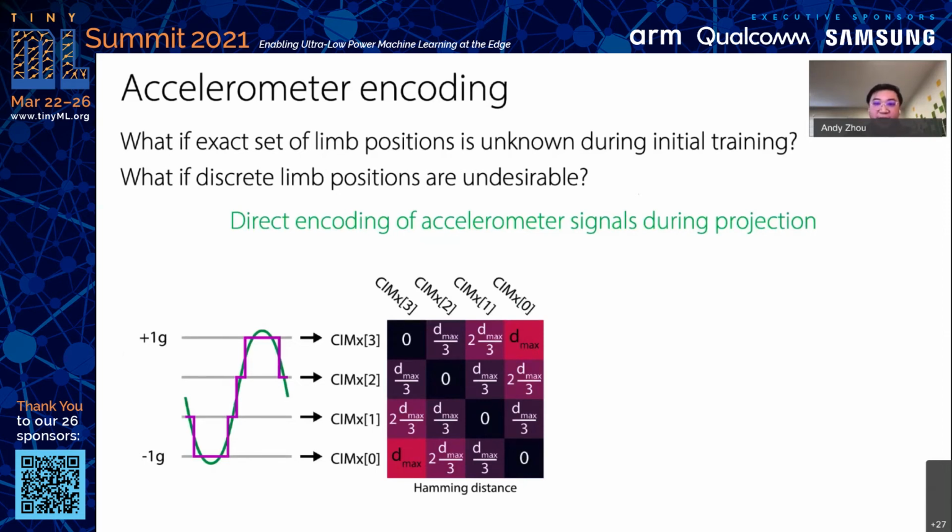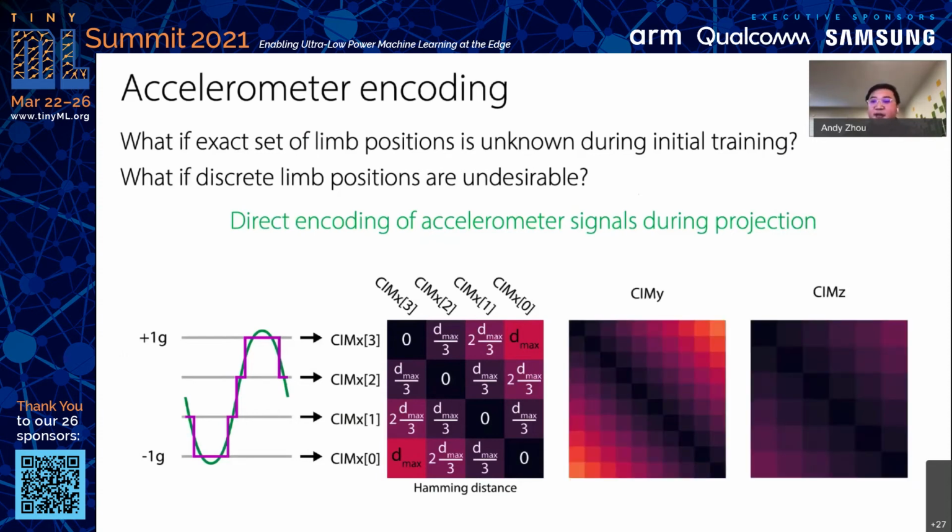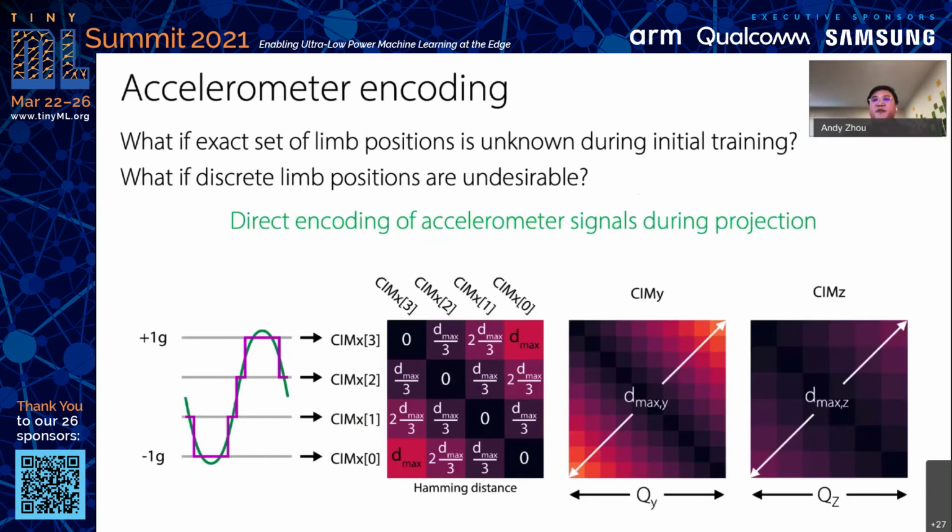Relationships between the different values are preserved, with extreme values being represented by distant hypervectors and neighboring values represented by similar hypervectors. And we allow a separate encoding for each axis of the accelerometer, where we can optimize both the number of quantization levels as well as the distance between vectors representing extreme values.